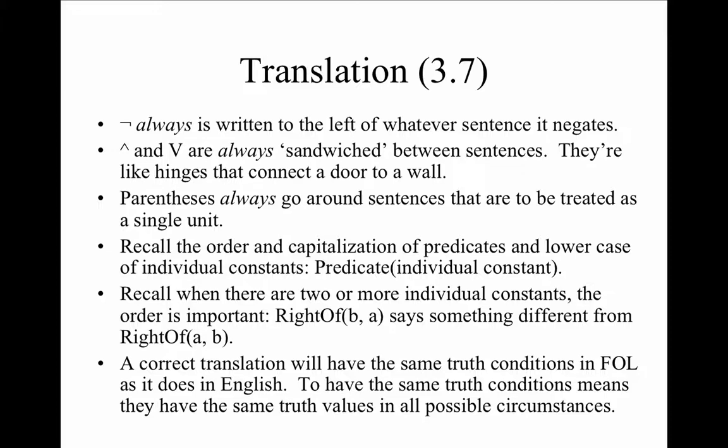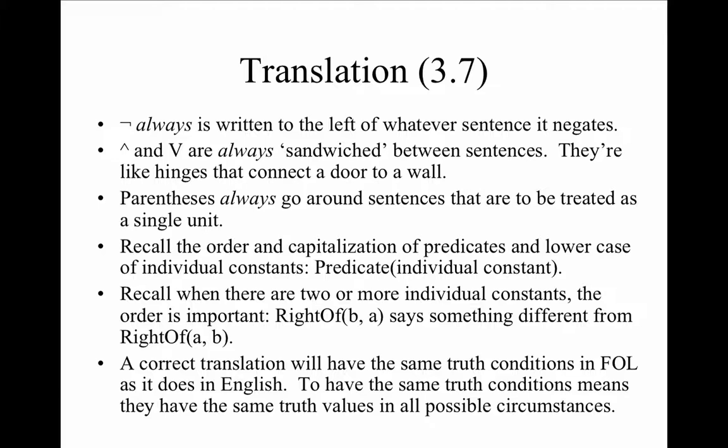In addition, parentheses always go around complete sentences that are to be treated as a single unit. Don't forget that the order and capitalization of predicates and the lowercase of individual constants remains as it was from the beginning, from chapter 1. And also from chapter 1, remember that when you have two or more individual constants, the order is important. A correct translation, lastly, will have the same truth conditions in first-order logic as it does in English. To have the same truth conditions means they have the same truth values in all possible circumstances.